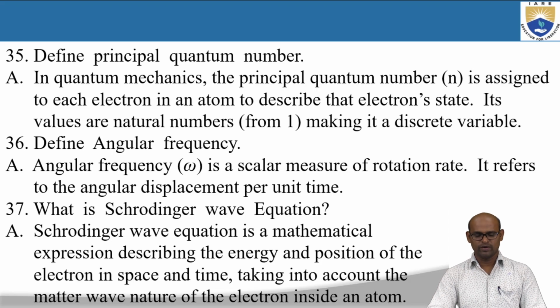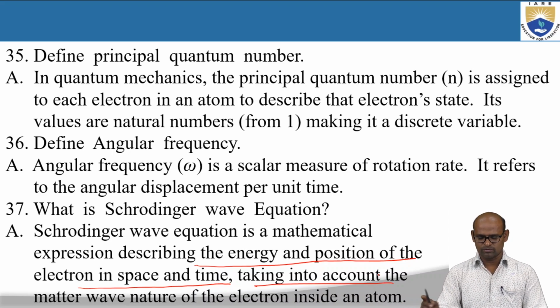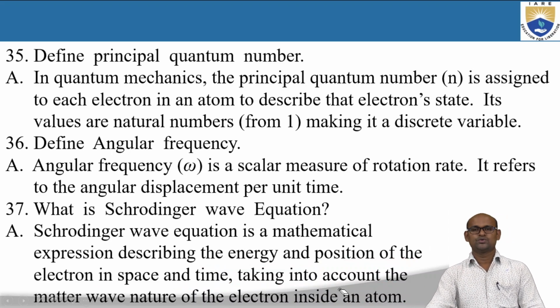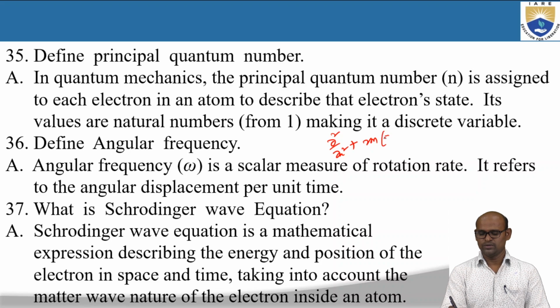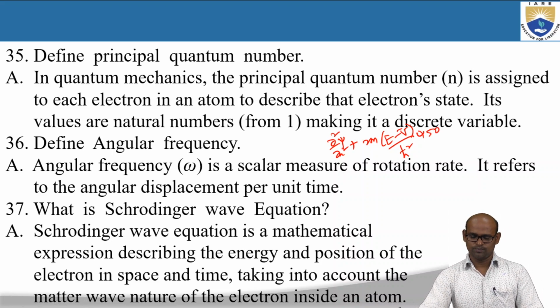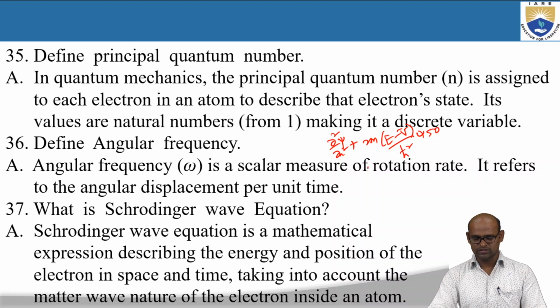What is Schrodinger's wave equation? Schrodinger wave equation is a mathematical expression describing energy and position of the electron in space and time, taking into account the matter wave nature of the electron inside an atom. The Schrodinger wave equation in one dimension is d²ψ/dx² + (2m/ħ²)(E − V)ψ = 0. So this is the Schrodinger time-independent wave equation in one dimension.